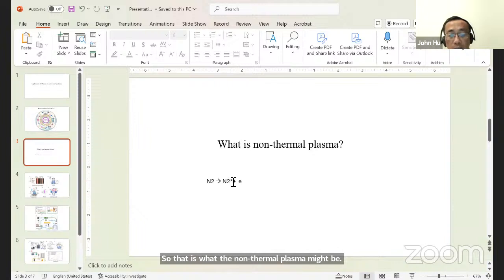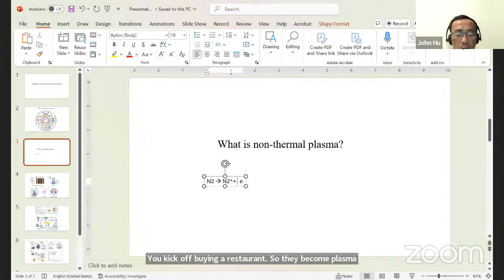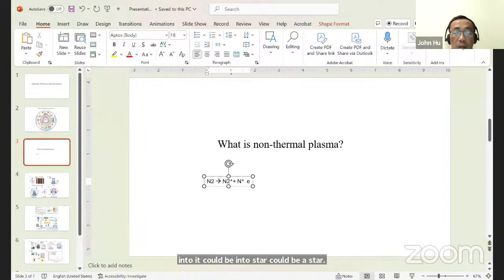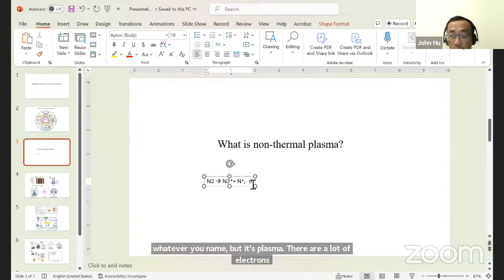So basically if you have N2, you kick out one electron, so they become plasma N2. It could be N2 star, could be N star. Whatever you name it, but it's plasma. There are a lot of electrons floating around. Okay, so the electrons are pretty hot.